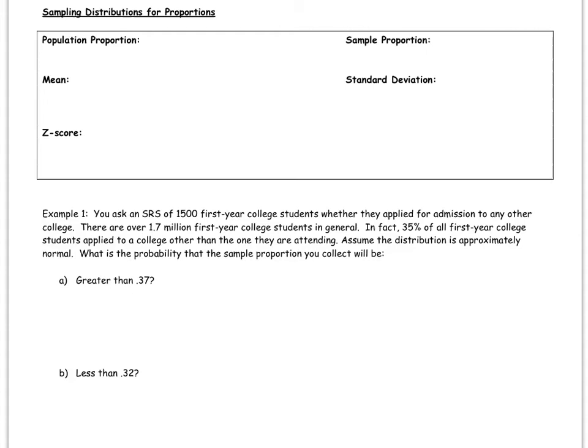Okay, so we've got these ideas of the population proportion, the sample proportion, mean, z-score, standard deviation. So for the population proportion, I'm going to use the letter P, and for the sample proportion, I'm going to use P hat. P with the triangle over it.